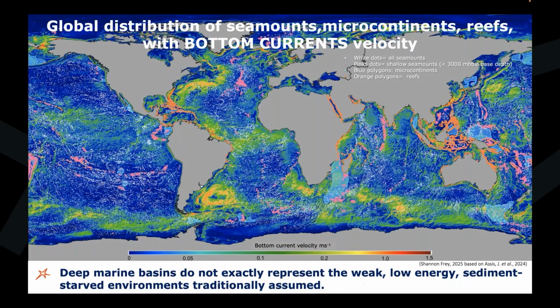Therefore, my main message for this introduction is that the deep marine basins don't exactly represent the weak, low energy, sediment-starved environment that is traditionally assumed. And here in this figure, you can see the distribution of the bottom currents globally. In yellow and red, you can see the areas with higher velocity. You can see that maybe along the lower slope, continental heights, because of the interaction of this thermohaline system and these secondary processes with the irregularities, the velocities could be very, very high, more than 100 centimeters per second in many areas.